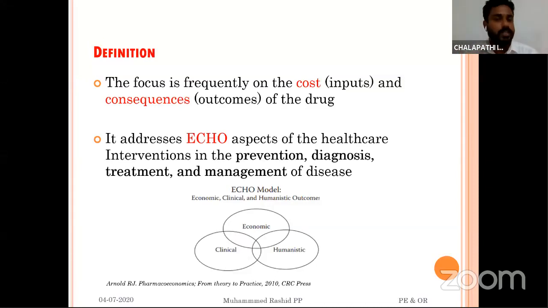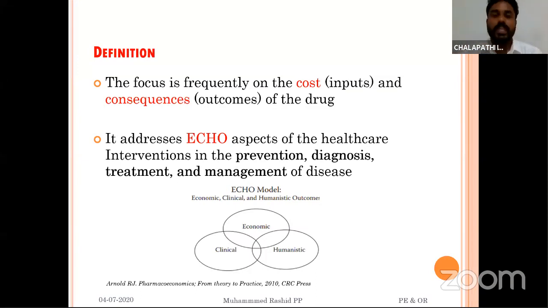It can be in the prevention of a disease, or in the diagnosis of a disease, or in the treatment of a disease, or in the management of a disease. If you are looking at the monetary aspects as well as the effectiveness in any sector of healthcare, that is called health economics.